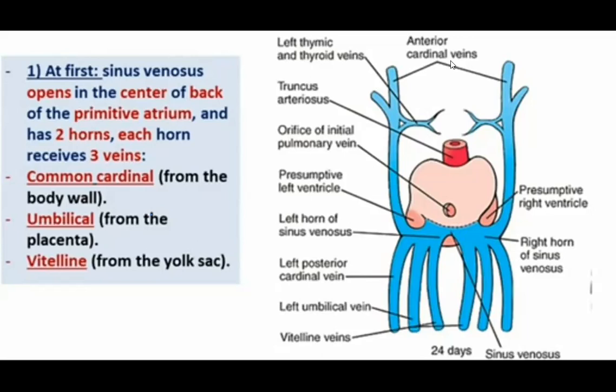Now, here you can see the cardinal veins. These are the anterior cardinal veins. We have 2 pairs. One pair of anterior cardinal veins above, and likewise one pair of posterior cardinal veins. So the most lateral one is the left posterior cardinal vein. I should use my pen. This is the left posterior cardinal vein. This is the right posterior cardinal vein. So 2 anterior cardinal veins and 2 posterior cardinal veins. Okay, left and right.